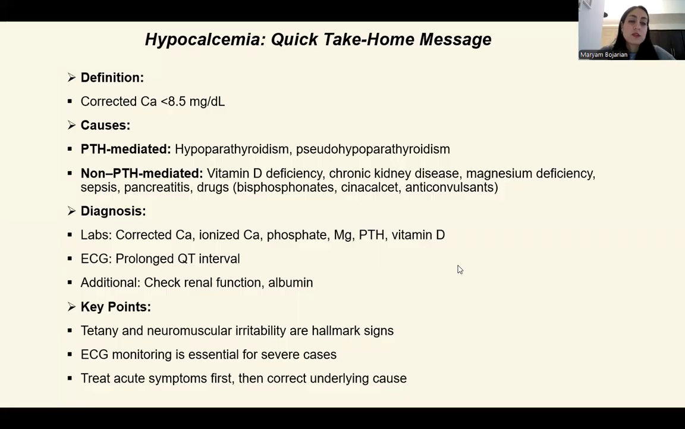If your patient has severe hypocalcemia, make sure that your patient does not have a prolonged QT interval. It can increase the risk of arrhythmia if you're not aware of it. And if your patient has a prolonged QT interval, as we discussed, the treatment is the IV form of calcium. Tetany and neuromuscular irritability are hallmark signs of severe hypocalcemia, and EKG monitoring is really important. And treat acute symptoms first and then correct the underlying cause.